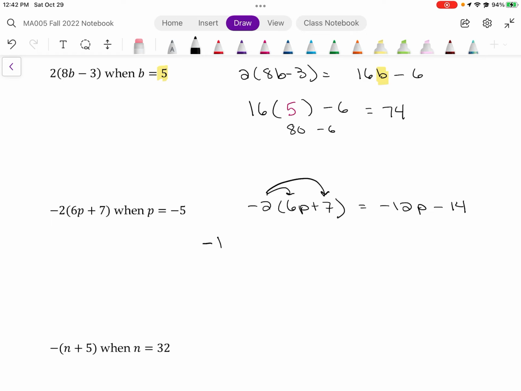All right, so I've got negative 12 times, now I've got to use this to put in for the p, right? So I'm going to put negative 5 right in there, minus 14. So negative 12 times negative 5 is just 12 times 5 because the negatives are going to cancel out. And I get 60, so 60 minus 14. And again, you can do that all in your calculator without writing anything down. Should give you 46.